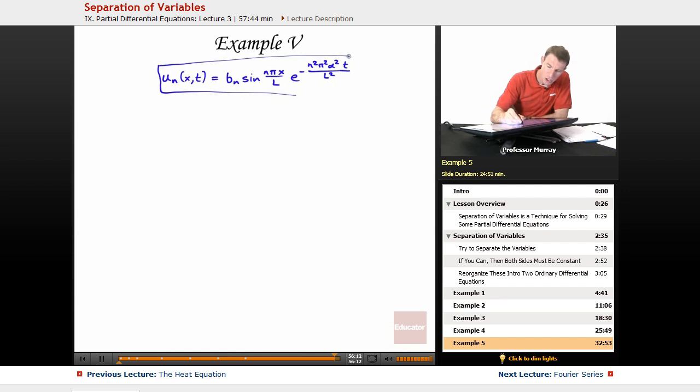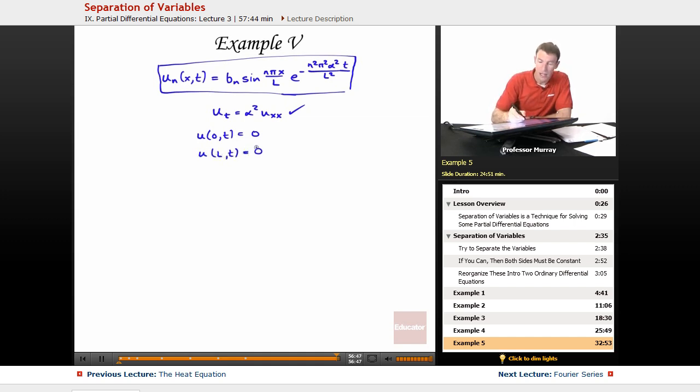Now, let me remind you what we did there. We're trying to solve the heat equation, and the original heat equation, let me make sure I write it down correctly, was U sub t is equal to alpha squared U sub xx. What we've done now is we've solved that using separation of variables. We also had two boundary conditions, U of 0, t is equal to 0, and U of L, t is equal to 0. And what we were doing in this example was finding a solution that satisfied both of those boundary conditions.